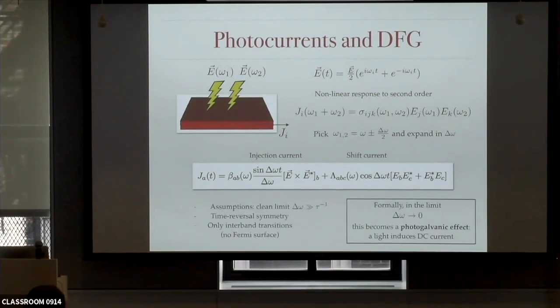Okay? So the hypotheses that we use to derive this are, first of all, this is in the clean limit, so tau, the scattering time, is formally infinity, so there's no scattering, no dissipation. This simple equation is only for the case of time reversal symmetry. If you break time reversal, there are more terms. And for now, I am only considering interband transitions, so there's no Fermi surface, even though Weyl semimetals always have a Fermi surface, but let me focus on interband pieces for now. And as I was saying, when delta goes to 0, this is photogalvanic.